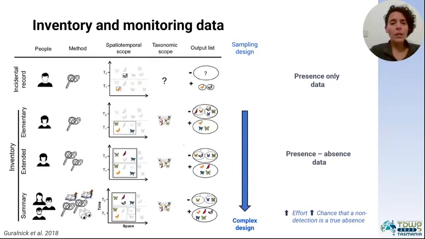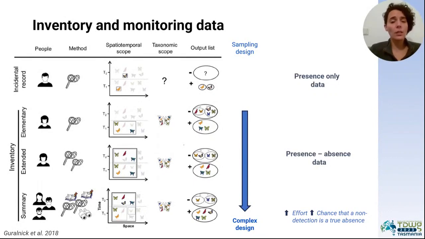In the first line of this table, you can see the incidental records, which are the most common type of biodiversity data, where a person records a species in a particular point in space and time. But these records do not have a taxonomic scope, so no target list of species or taxa. And potentially they don't have a planned sampling design, or the design is very simple. So these records only provide presence information, what we call presence-only data.